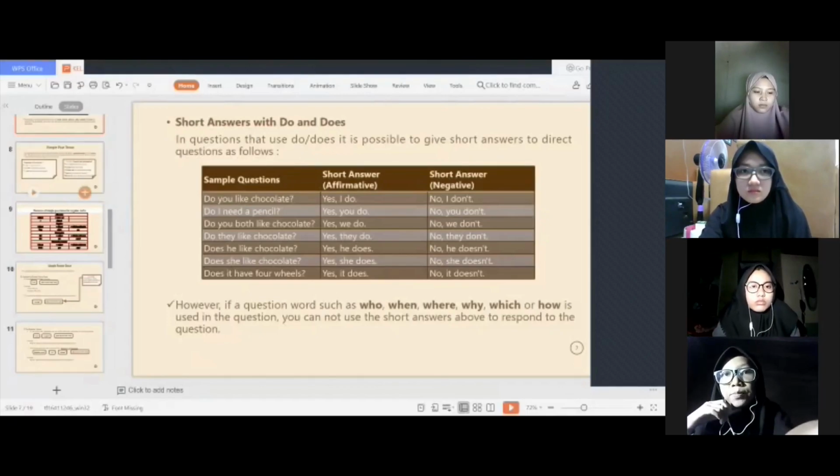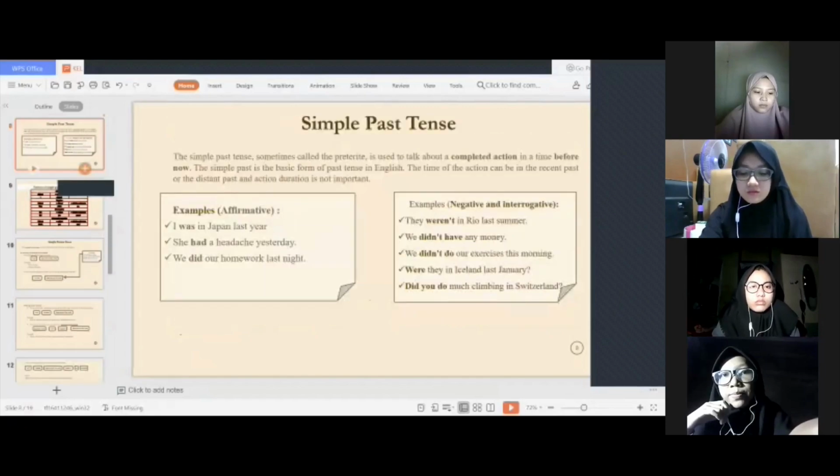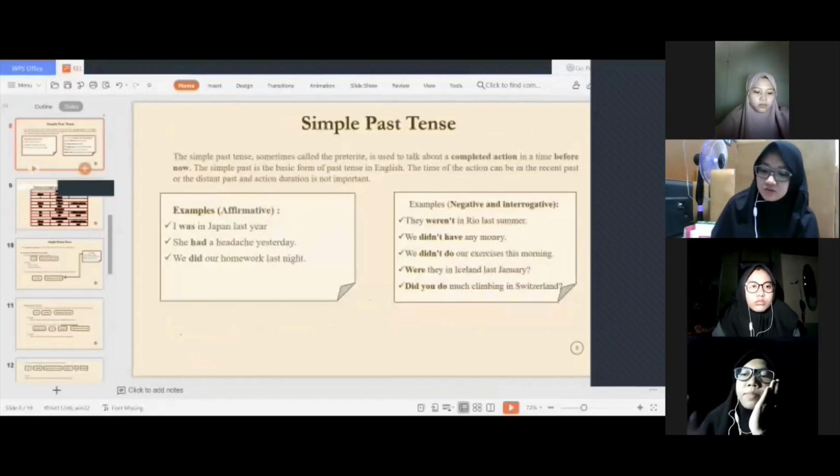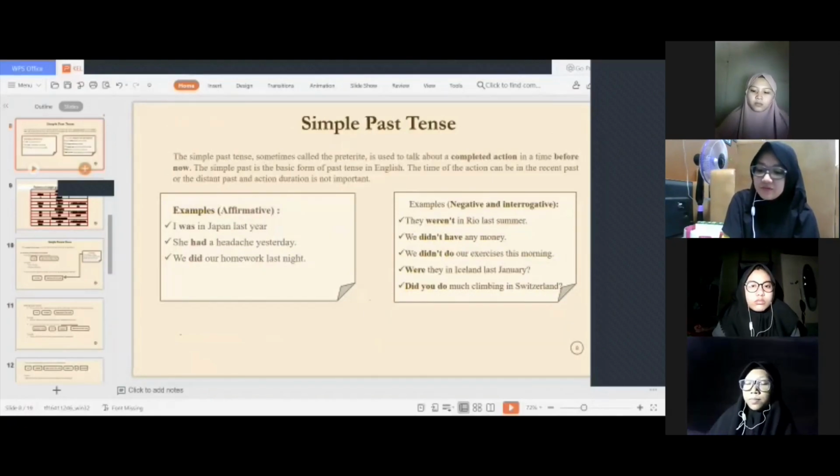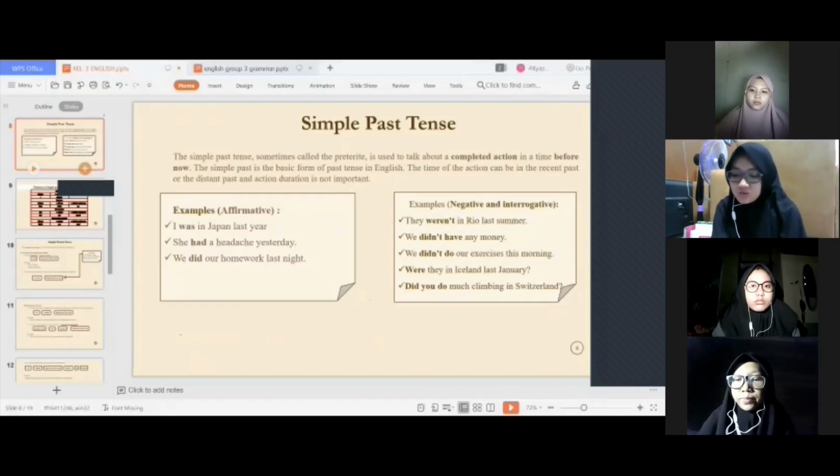Okay. Okay, thank you, Nunu. And then here we have simple past tense. What is it? My friend Nisa Faiza will explain to us about it.